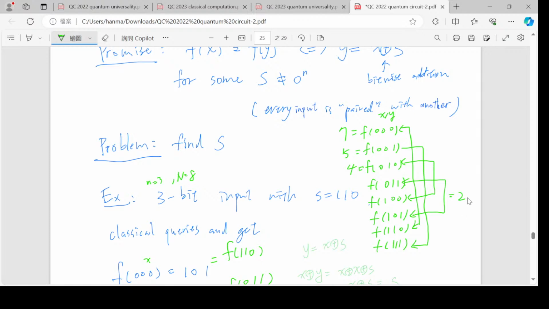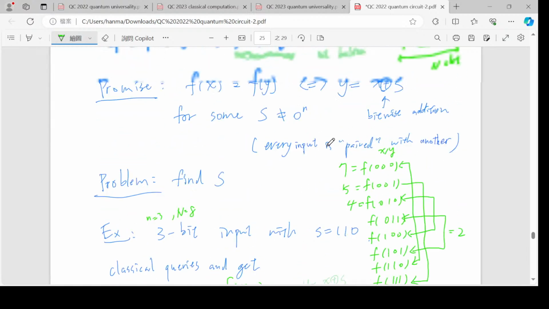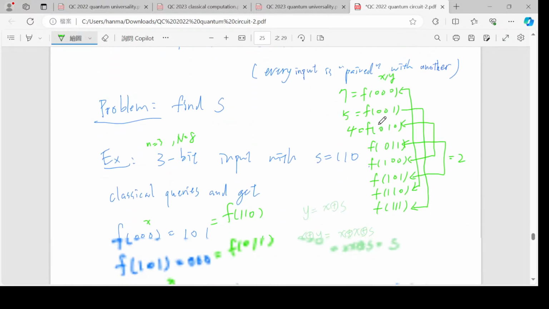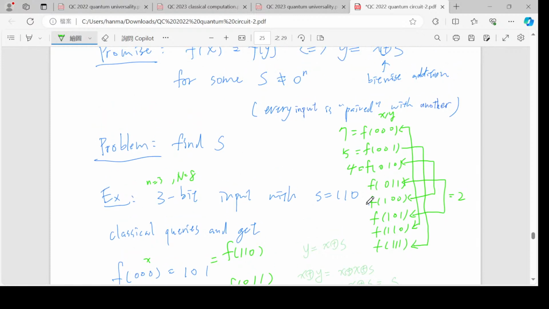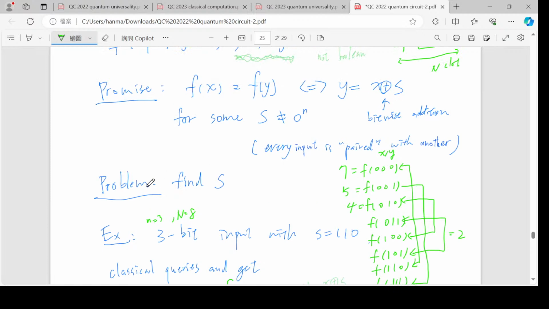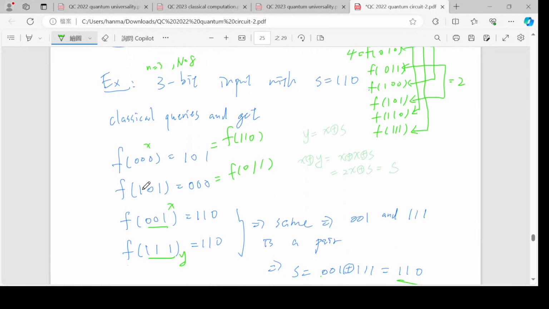Yeah, so that's a possible input to Simon's algorithm. So you have bigger input, and they are going to form N over 2 pairs. How they exactly pair together is defined by the secret string S. And once again, the question is you want to find the secret string S. Okay. And now we have more examples here.